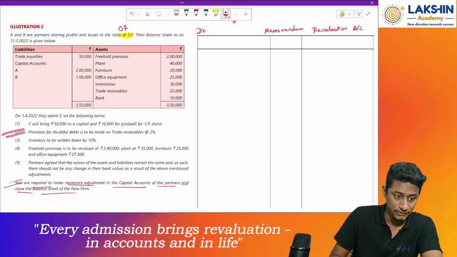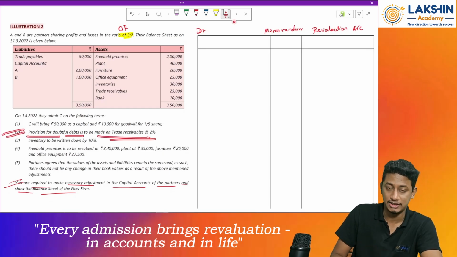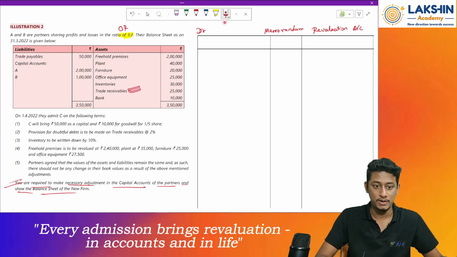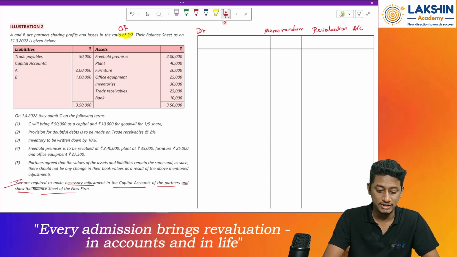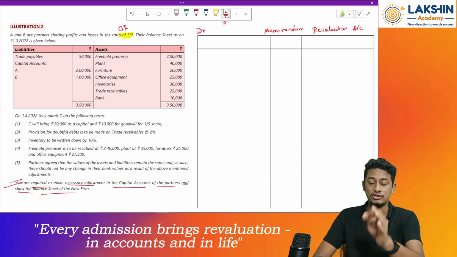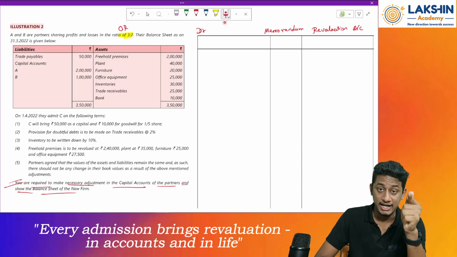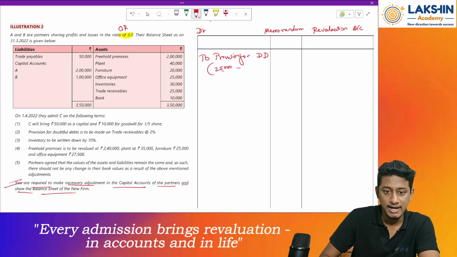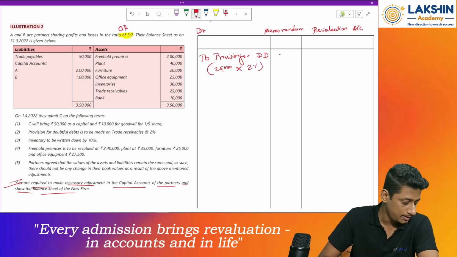Okay. So first of all, provision for doubtful debts is to be made on trade receivables at 2%. So 2% of what? 2% of trade receivables. How much is 2% of trade receivables? 25,000 into 2%. How much is it? Rupees 500. Is it an income or expense? It is an expense. So on the debit side, provision for doubtful debts. How much is it? 25,000 value of trade receivables into 2%. That will be rupees 500.